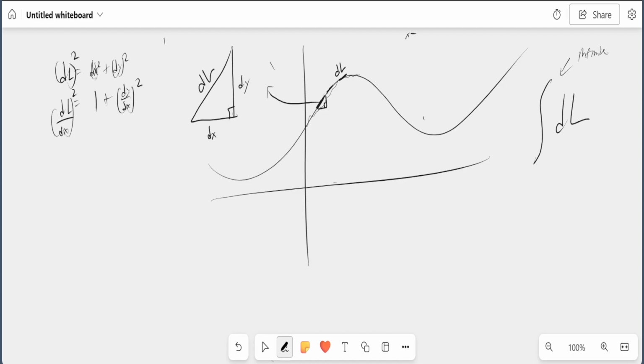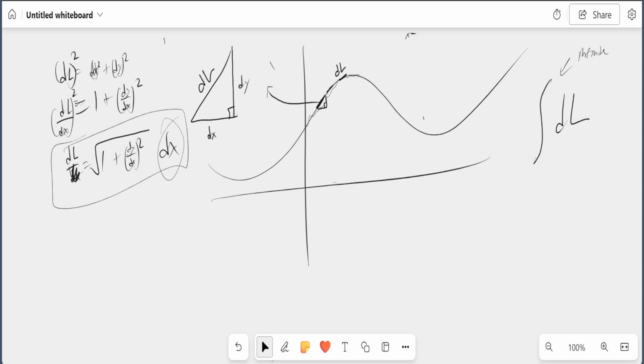Pythagorean theorem. And then we take the square root. So dl over dx is equal to the square root of 1 plus dy over dx squared. Square root the whole thing, and then multiply by dx. And then we can find it also in terms of dy. And then we increment across our x instead, and we get our arc length that way.